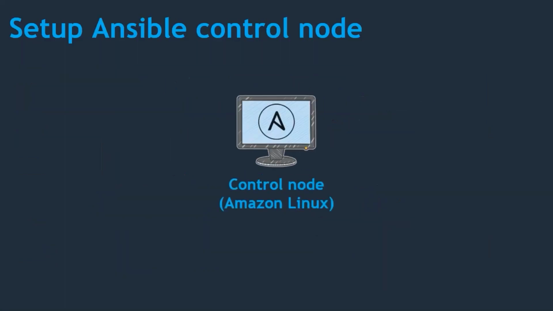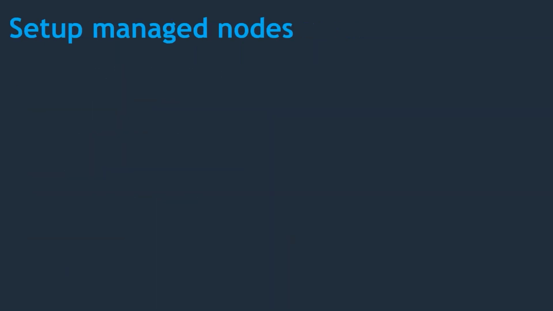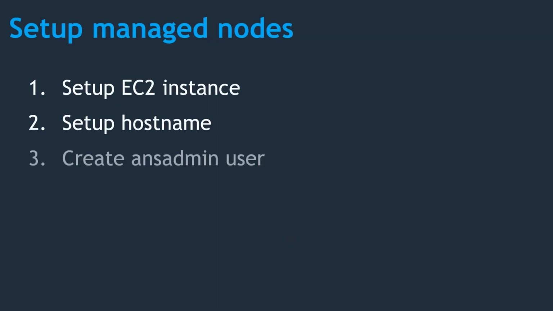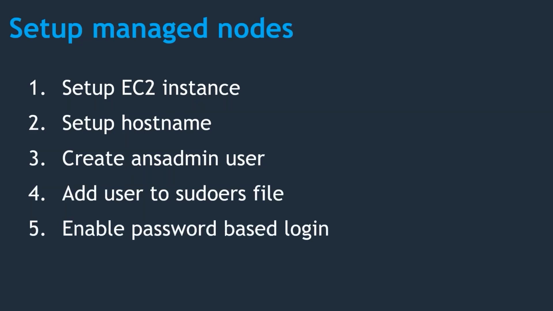So far what we have done, we have configured our control node. Next, we are going to set up our managed node. To set up our managed node, we need an EC2 instance, set up the host name, create the ANS admin user, and add the user to the sudoers file. In addition to this, we should enable password based authentication. So these 5 steps we need to do.